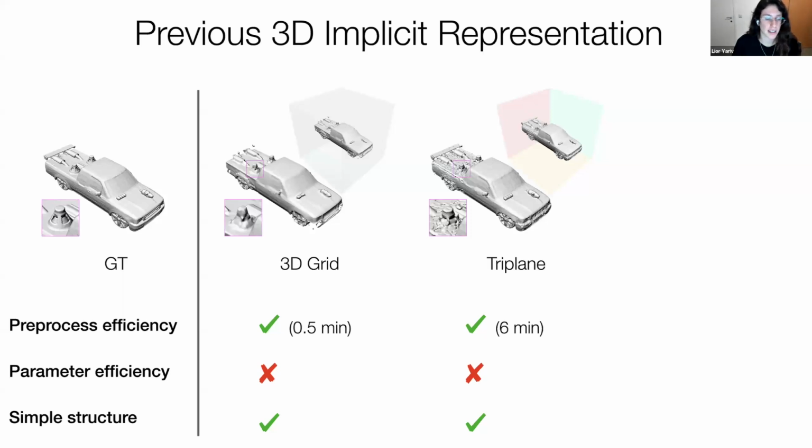The structure is again simple, it's 2D grids, right? So you can apply the same thing as done for images, which is convolution or even transformers and stuff like that. But again, in terms of parameter efficiency, it is very similar to the 3D grid because it is a voxel-based representation, right? And you're going to have a lot of redundancy in this representation again.